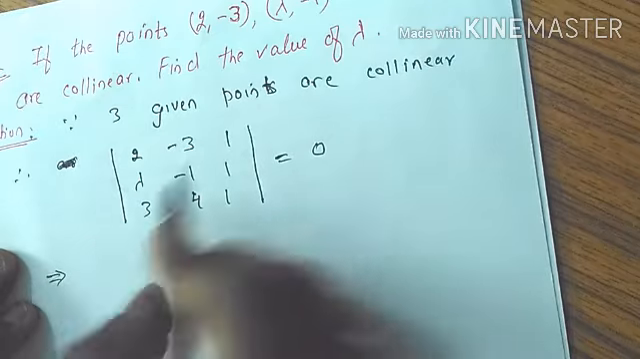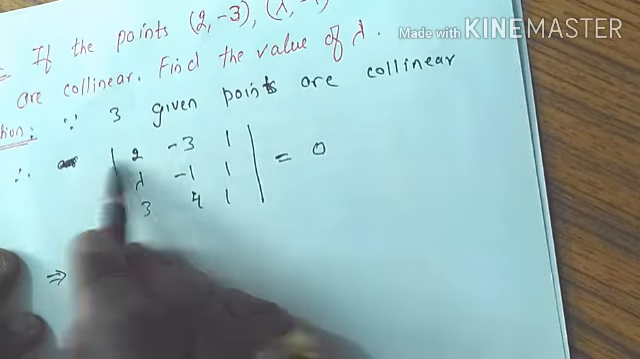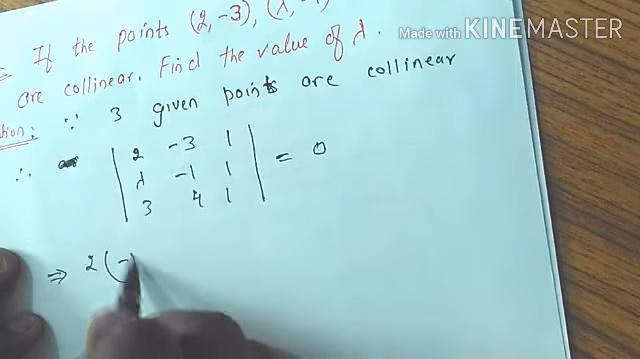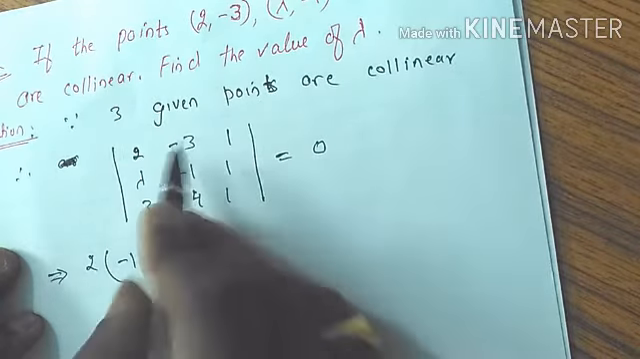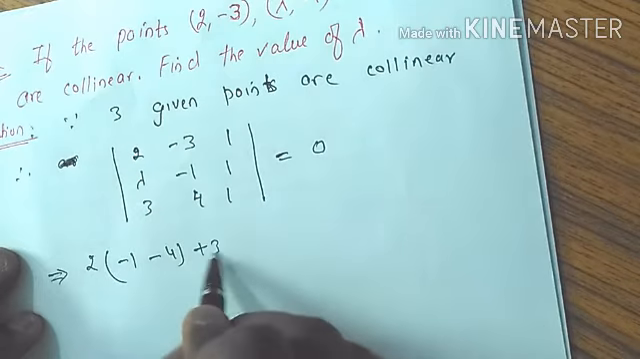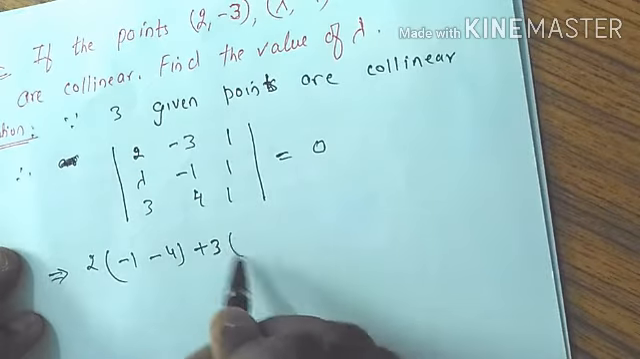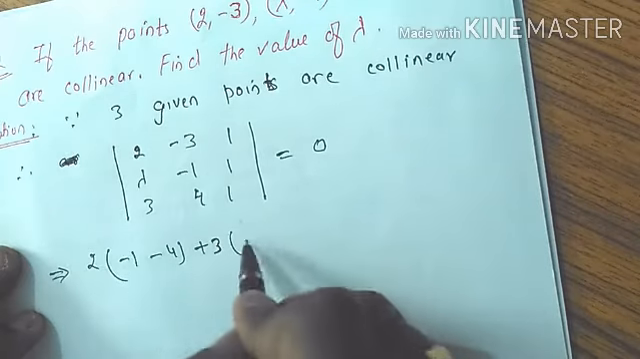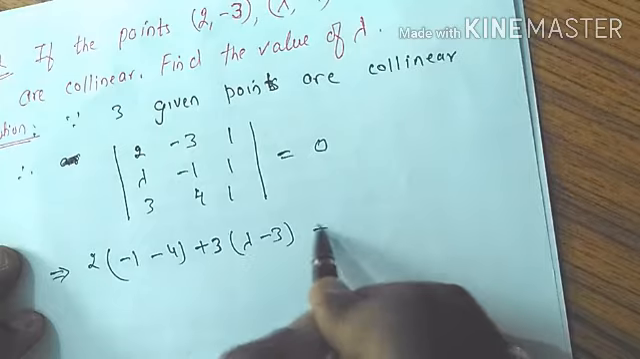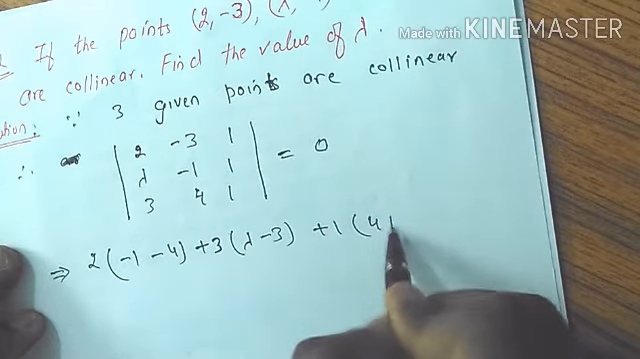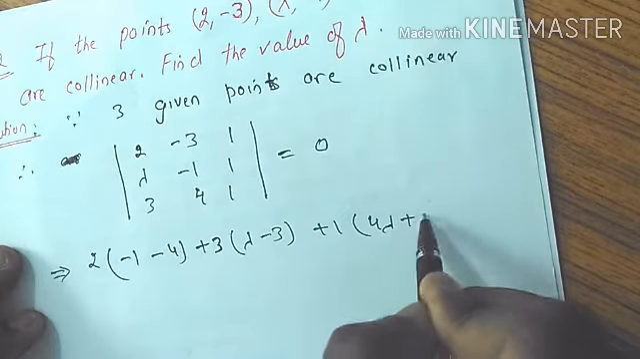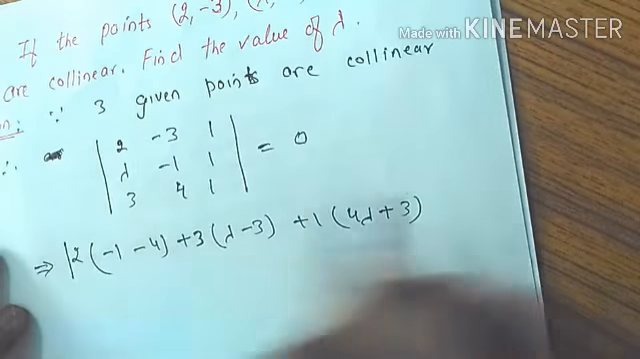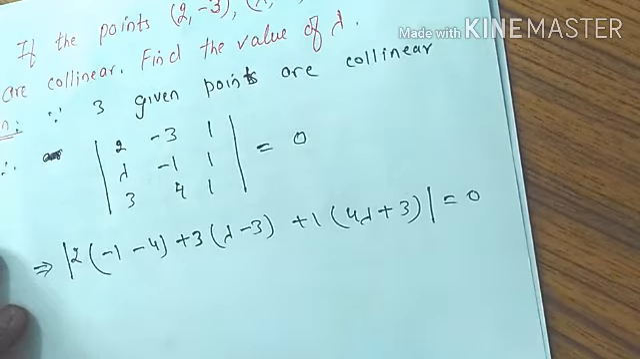Now this means when we expand, suppose we expand along the first row, so this is 2 into minus 1 into 1 minus 4, then changing sign of this, 3 into lambda minus 3, plus 1 into 4 lambda minus minus plus 3. The absolute value of this should be 0.